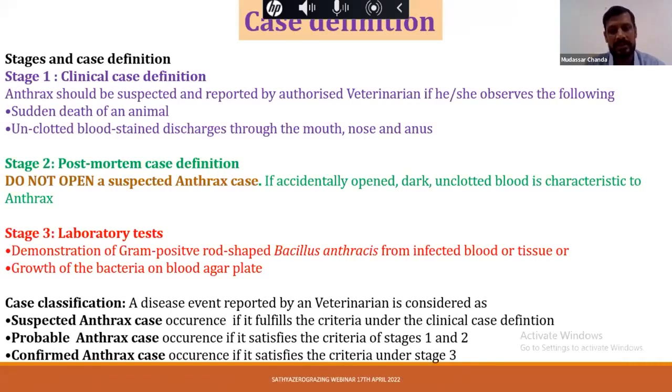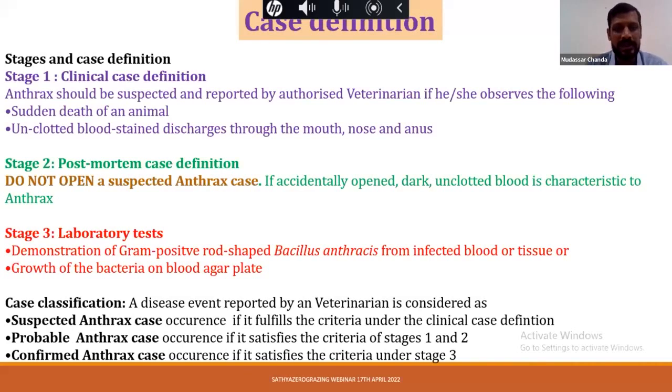For example, if it is a case of FMD or some other important disease, each and every animal's samples are collected and tested, then you can use the confirmed anthrax case definition or that of any other disease. If you don't do the confirmation for each and every animal, you can always use the suspected case definition. And why it is important: when you're classifying the cases, we miss most of the information because we don't know about the other animals.